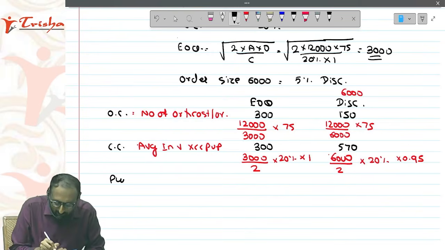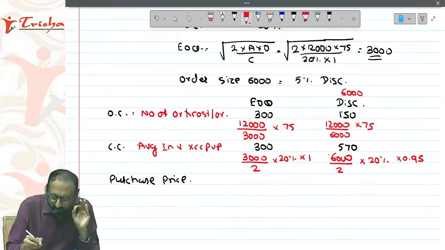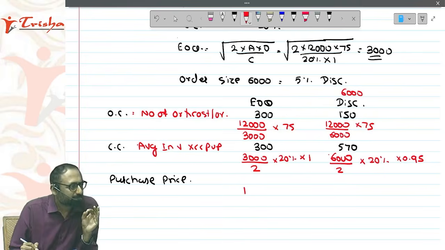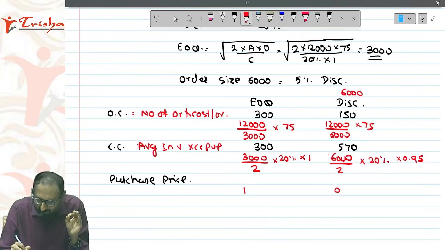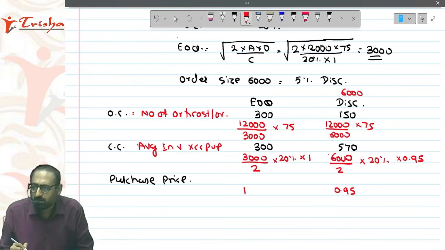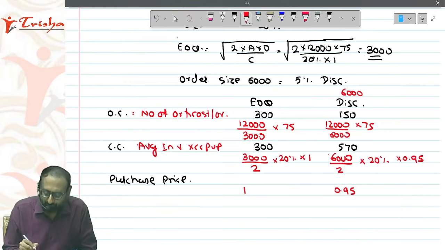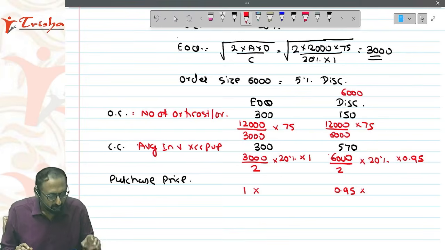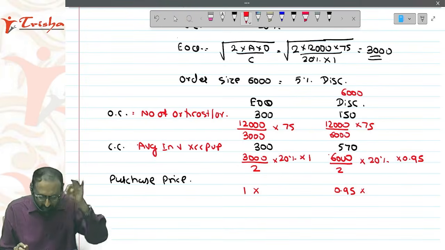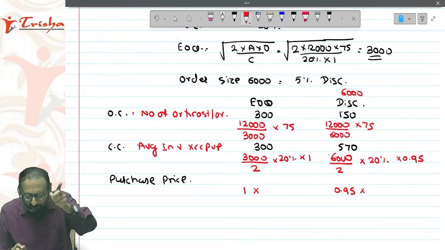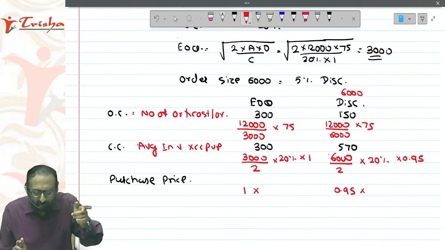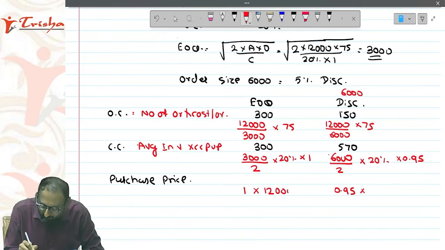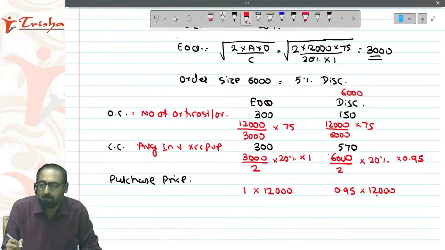Now tell me how much will be the purchase price. Sir, purchase price in the first column, is it 1 rupee? If I want discount, my purchase price is 0.95. Agreed, sir? Some student will make a mistake here. 1 rupee multiplied by what? 0.95 will be multiplied by what? Please tell me some answer, then I'll check, sir ji. Sir ji, 1 rupee multiplied by 3000 and 0.95 multiplied by 6000, or 1 and 0.95 will be multiplied with annual requirement, sir ji. Remember, you'll have to multiply with annual requirement.